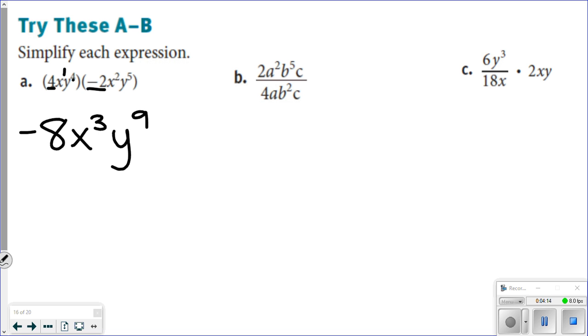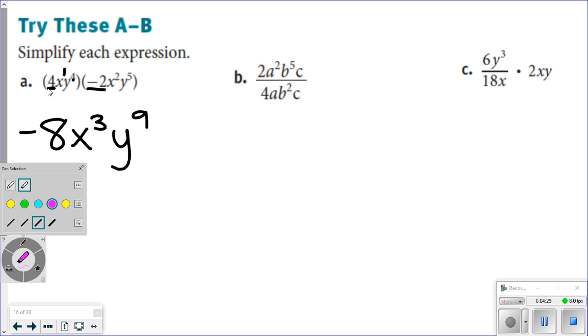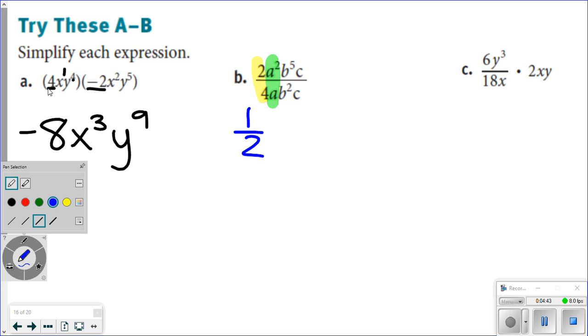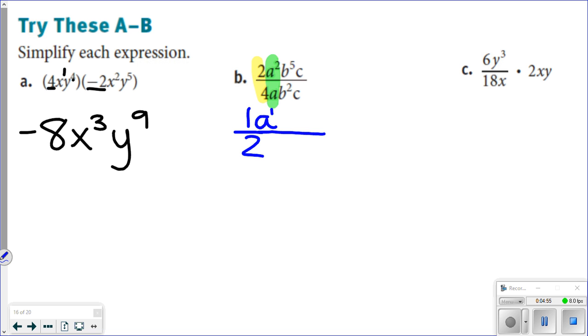So go ahead and I want you to try questions B and C. Pause the video. C is a little bit tricky, but just try it. You can do it. Take it in parts or break it up. So letter B, 2 divided by 4. That reduces or simplifies. So we get 1/2. And let's look at the A's. So 2 minus 1. It's just 1, so I'm going to write an A. You could write a little 1 here. It doesn't matter either way.